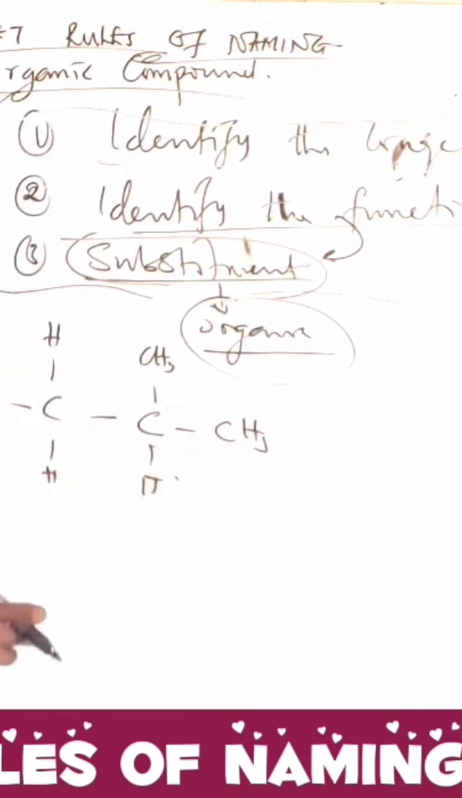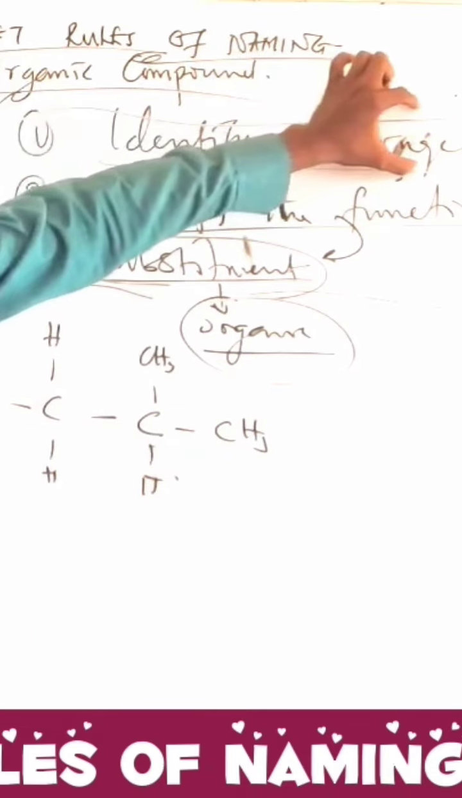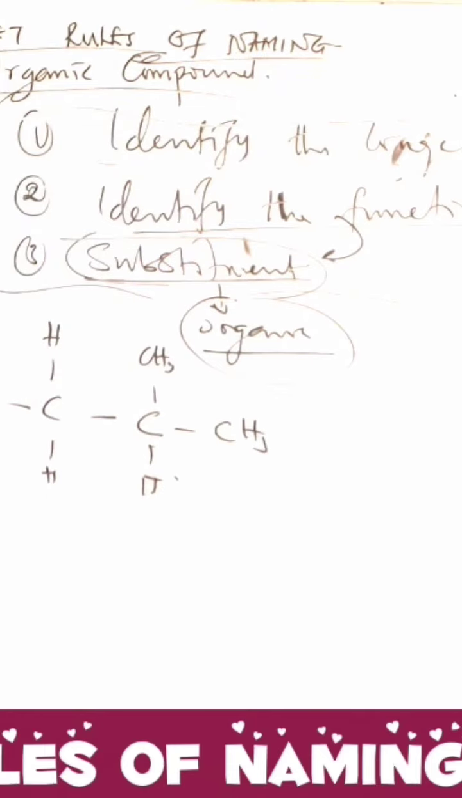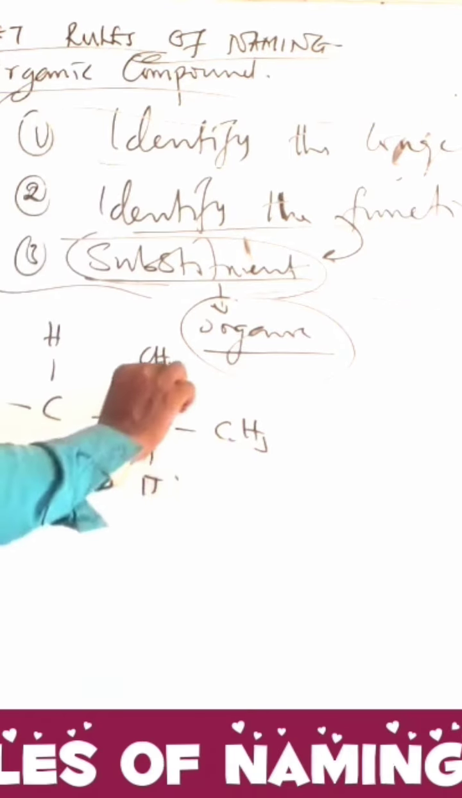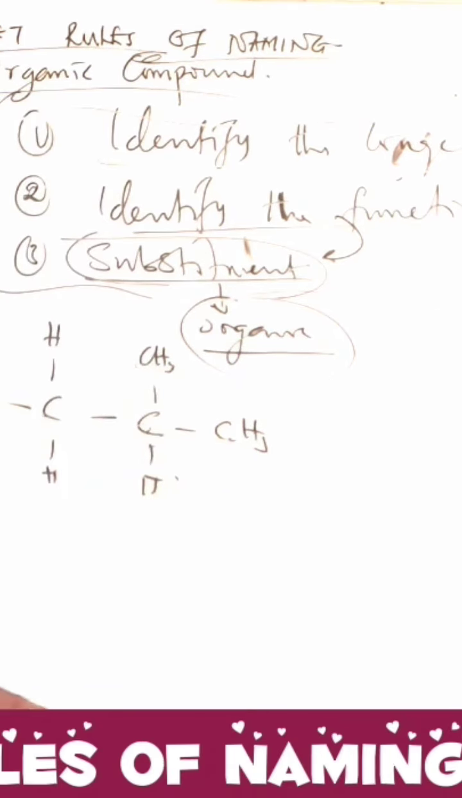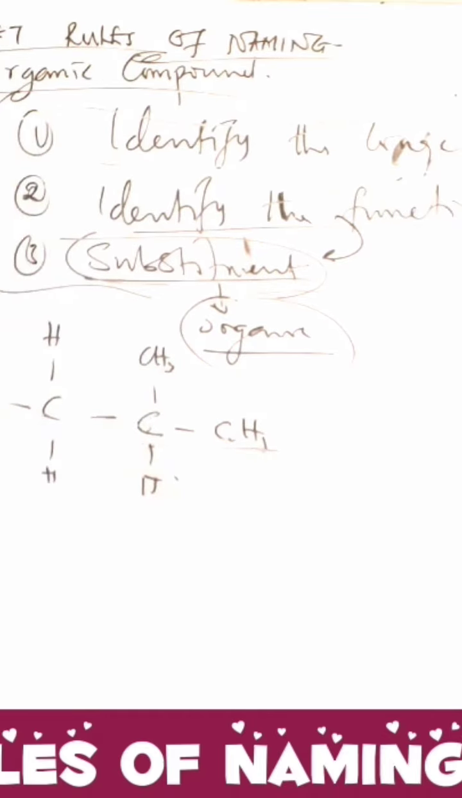Now, let's name this compound. What is the first rule? The first rule said identify the longest carbon chain. What will be the longest chain here? If I try to name this compound like this, we have 1, 2, 3, 4. This is 4 carbon. If I go like this, 1, 2, 3, 4, it is the what? Same 4 carbon. So I can pick this as my longest chain because it's going to give me the same number of carbon. So this is my longest chain.